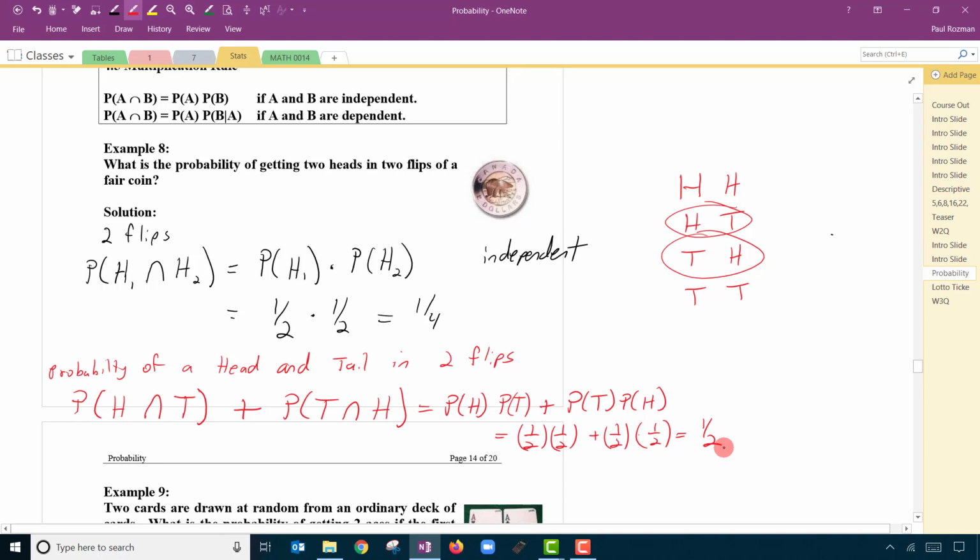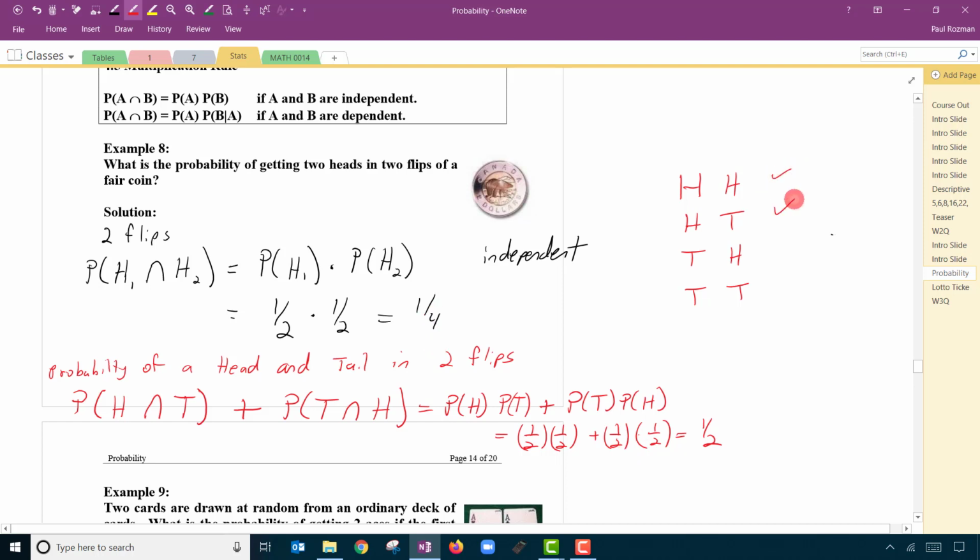So watch out, sometimes the order will matter. If I said what's the probability of getting a head on the first flip and a tail on the second flip, then I wouldn't have to worry about having to do the second case. And then it would match.